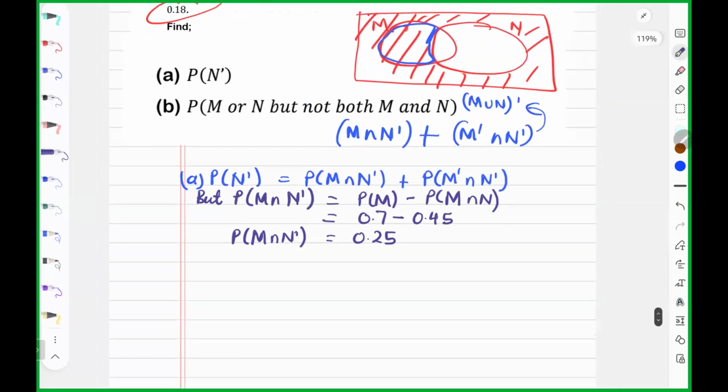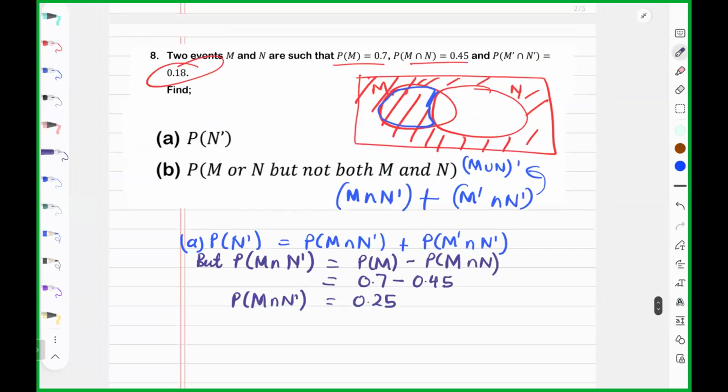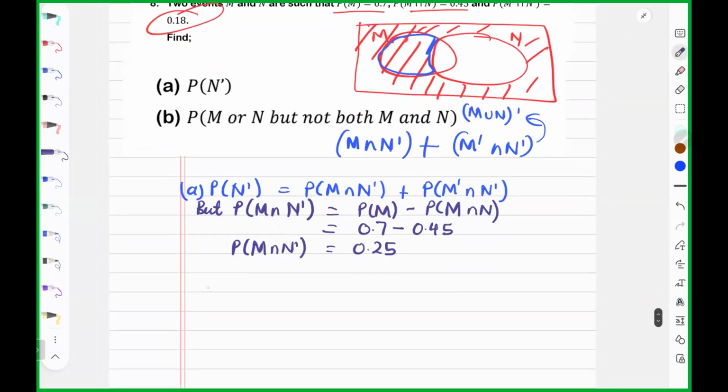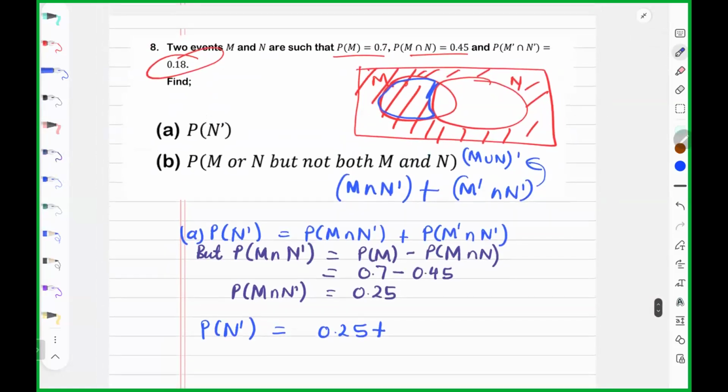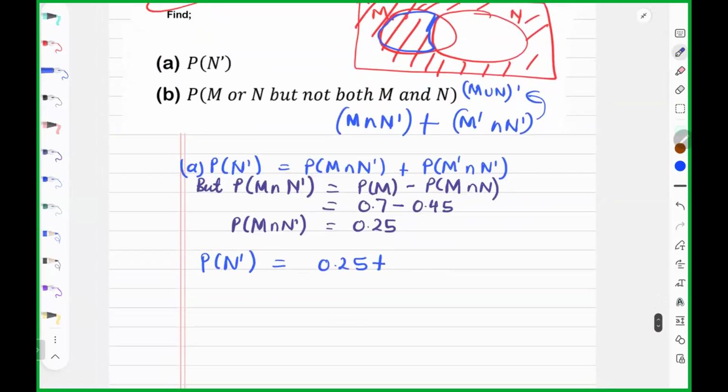I was given probability of M complement intersection N complement, so I'll go ahead and get my probability of N complement. Probability of N complement will be equal to 0.25 plus probability of M complement intersection N complement, which is 0.18. When I add up those two, I get 0.43 as my probability of N complement.